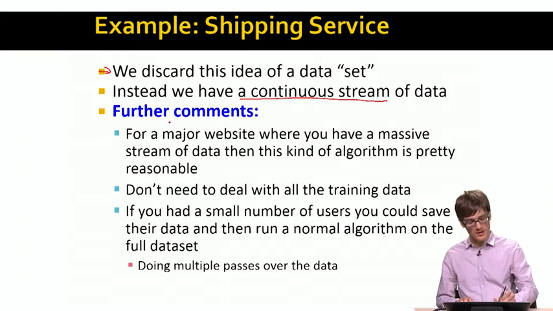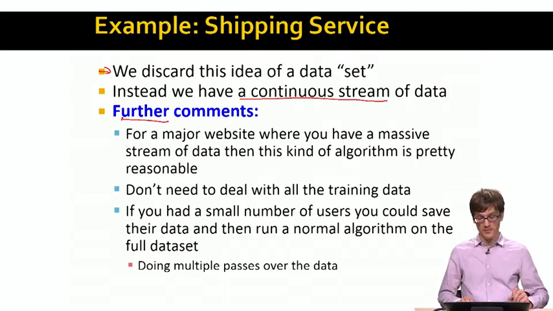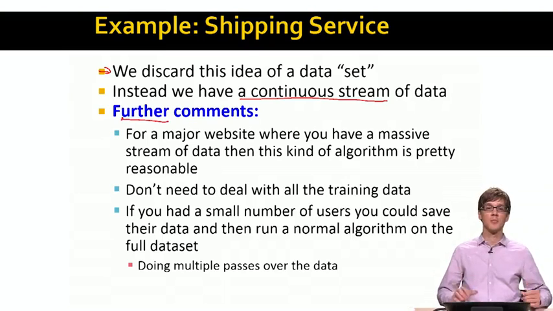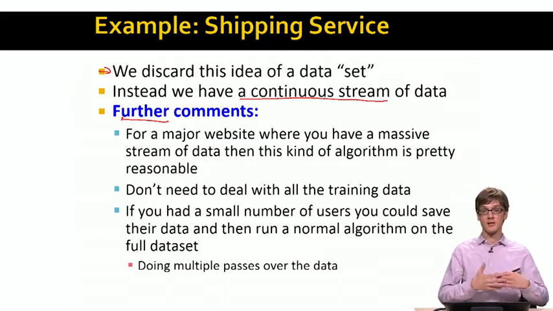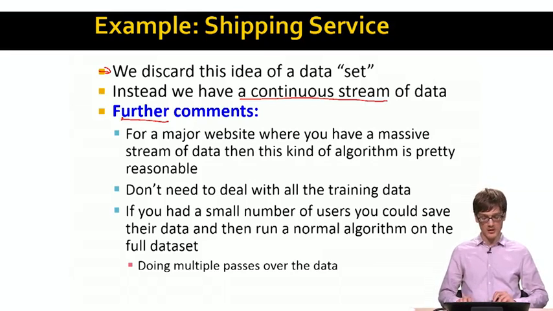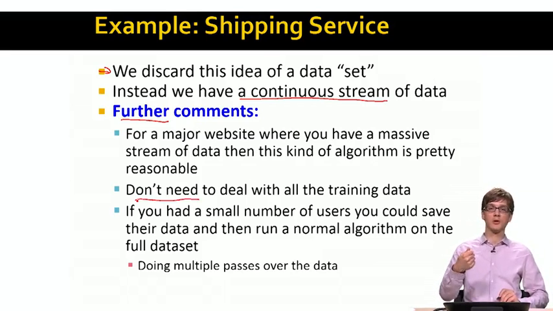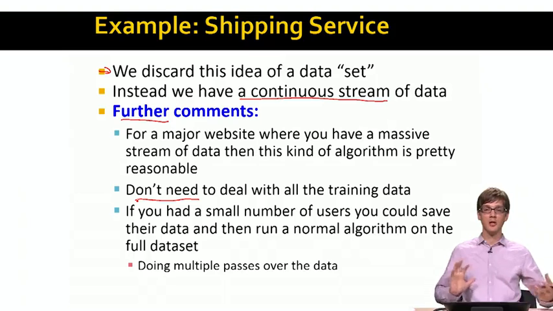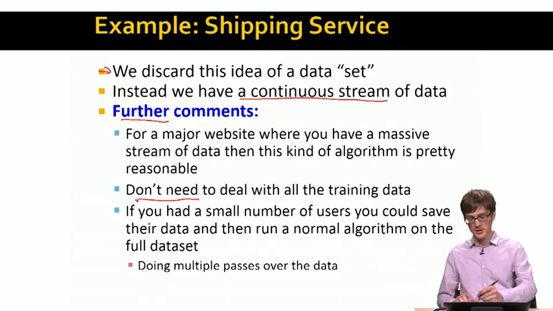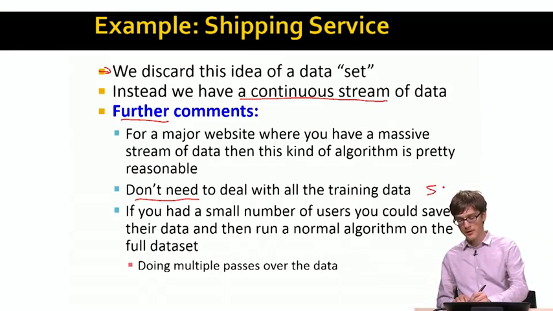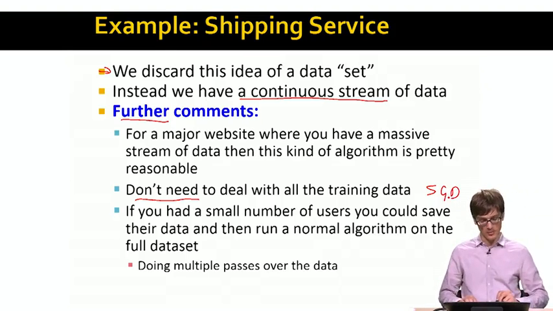Of course, there are some further things we have to think about. The first one is that on a major website like ours would be, we would have a massive stream of data, and as more data comes in, our model gets better and better, which is great. What is also good in this online learning setting is that all we need to do is look at one example at a time, so we don't really need to deal with all the training data at once. This is another benefit of stochastic gradient descent, where we are only looking at one data point at a time.